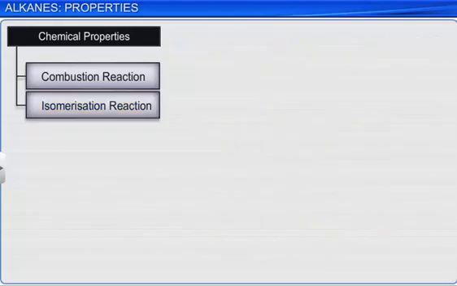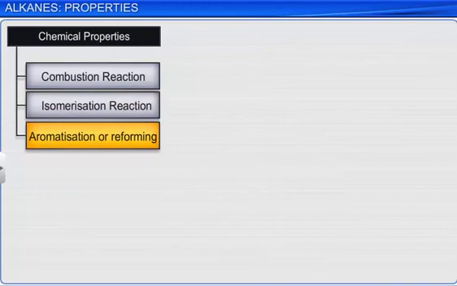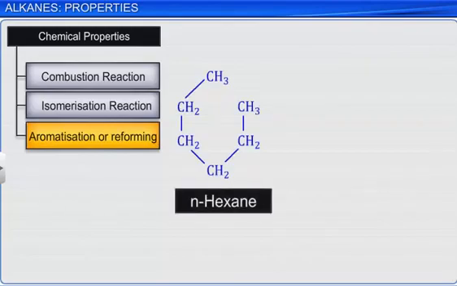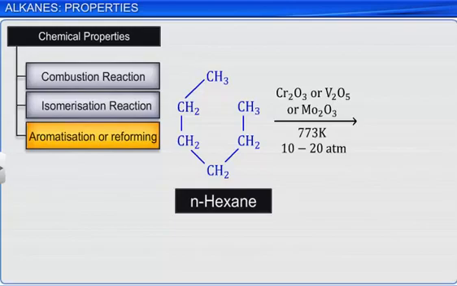Alkanes undergo aromatization or reforming. That is, a normal alkane with 6 or more carbon atoms like n-hexane, when heated to 773 Kelvin at 10 to 20 atmospheric pressure in the presence of a catalyst like oxides of vanadium, molybdenum, or chromium supported over alumina, gets dehydrogenated to form cyclic compounds like benzene or its homologues.